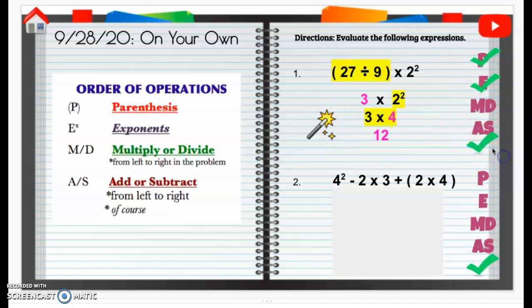Are we done with our multiplication and division? Yes, we are. Are we done with our addition and subtraction? Yeah, we don't have any of that. So I'm going to check all of those off. And our final answer here is 12. All right, let's take a look at number 2.